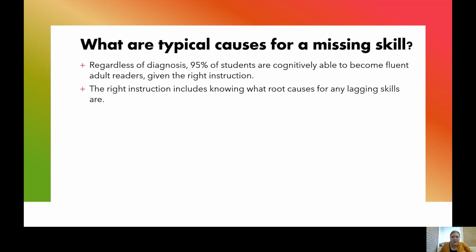Having taken the time to think through what you know of a student, we will now begin our look at the typical causes for a missing skill. 95% of students are cognitively able to become fluent adult readers when given the right instruction. To give that right instruction, we need to know what root causes for lagging and missing skills are.